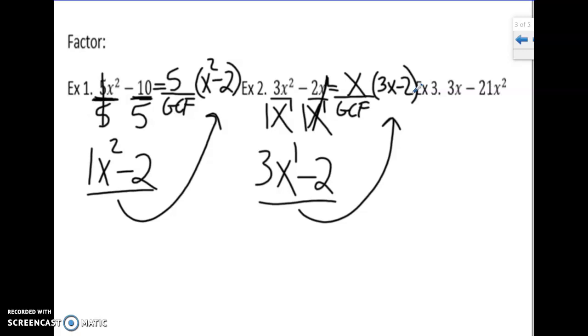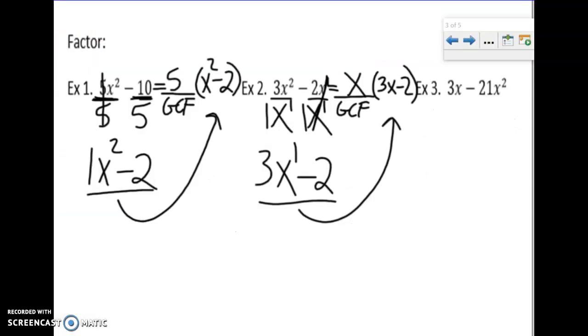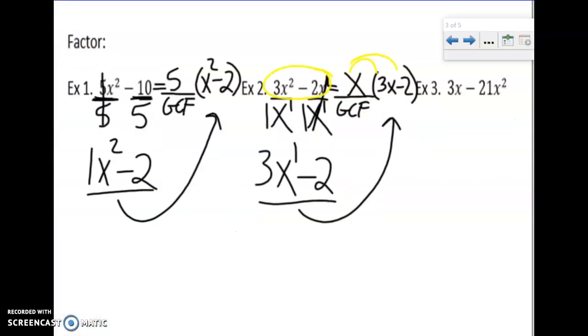And just think for a moment. If you were to distribute, now I don't actually want you to, but if you were to distribute this x in, would you get this back out? You would, right? You're creating an equivalent expression, something that it's equal to. We'll do one more.